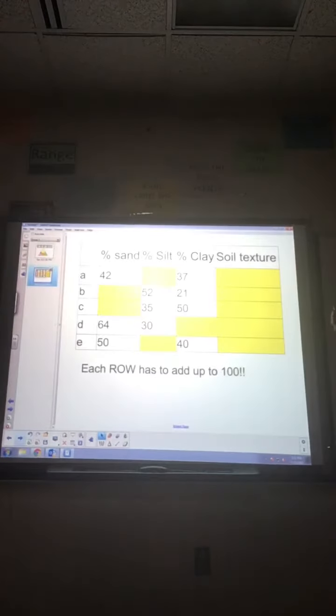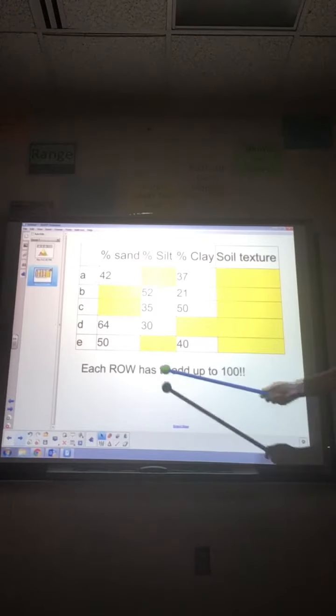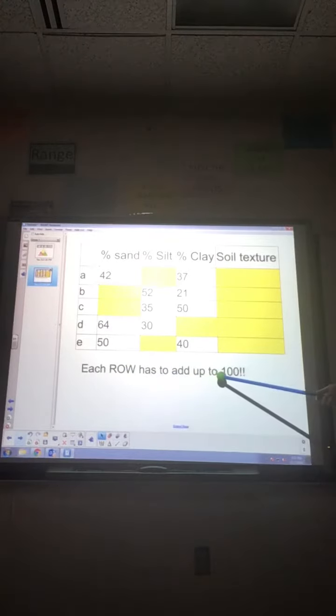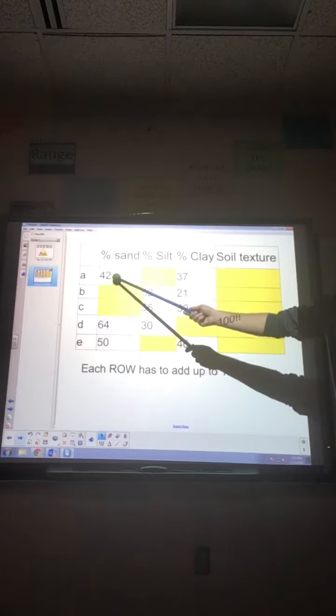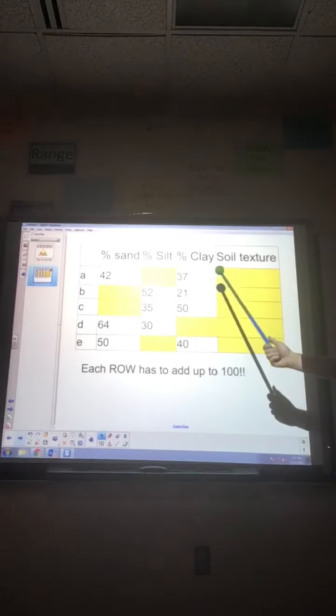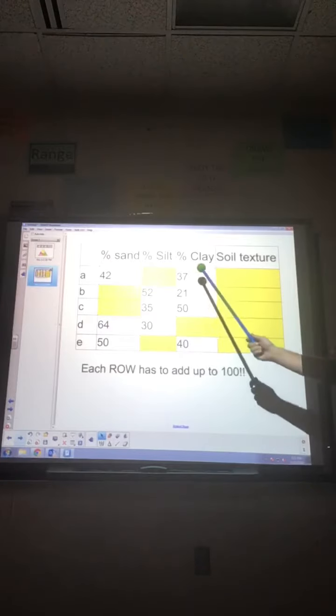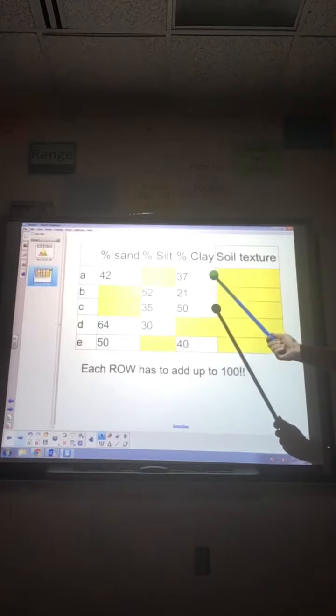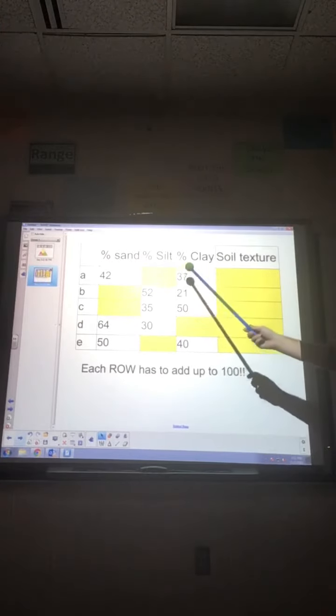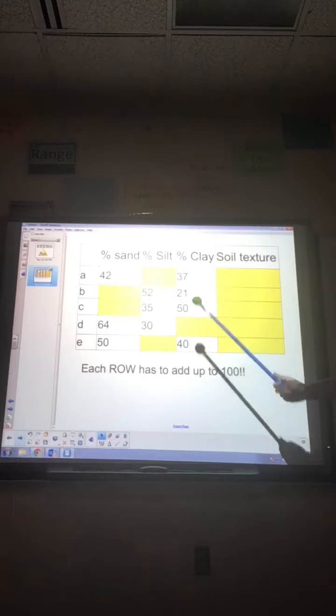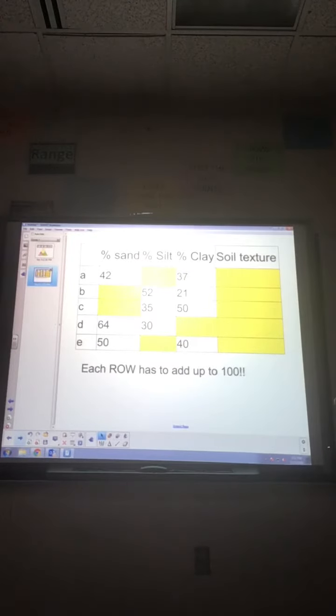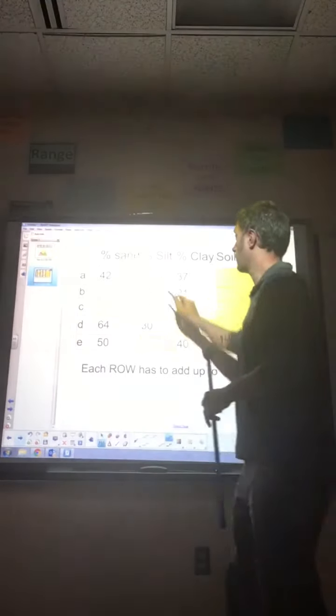So moving on to the next section, when we don't have all of the information provided, notice that it says here each row has to add up to 100. So 42%, 37%, it's 100% altogether. So 42 plus 37 would be 79, and you take 100 minus 79, which is going to give me 21.